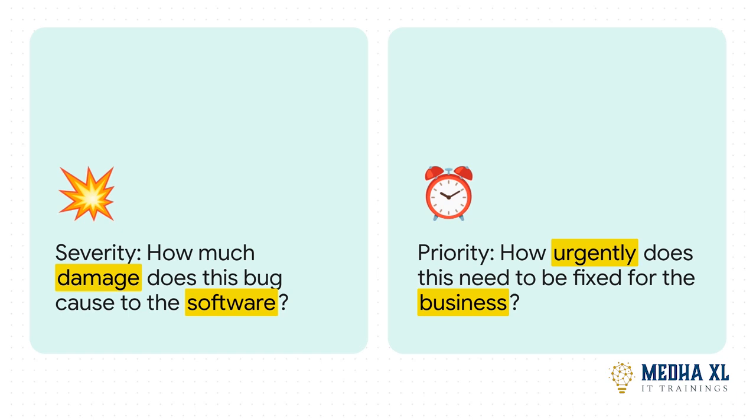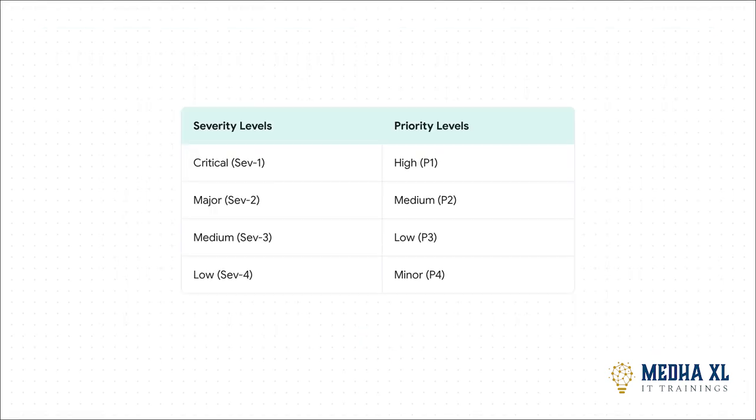Priority, on the other hand, is a business question. How urgently do we need to fix this thing to keep our customers happy and meet our goals? So to make these decisions, teams use a pretty simple scale. Severity can be anything from critical, we're talking total system failure, all the way down to low, like a minor typo. Priority goes from high, which means drop everything and fix this now, to low, which is more like get to it when you can.